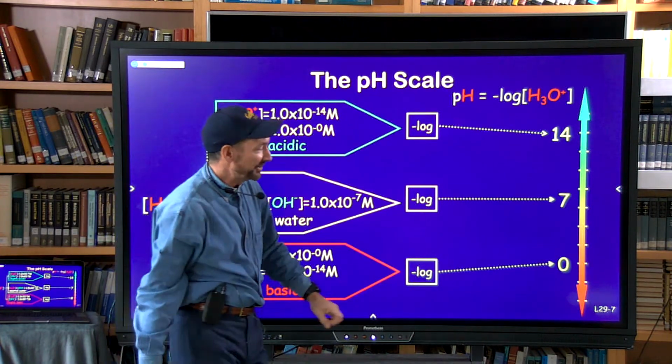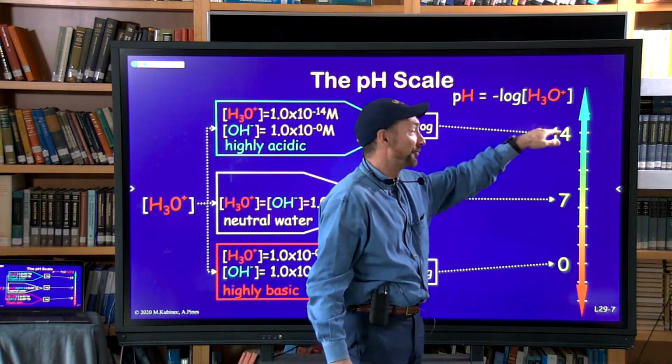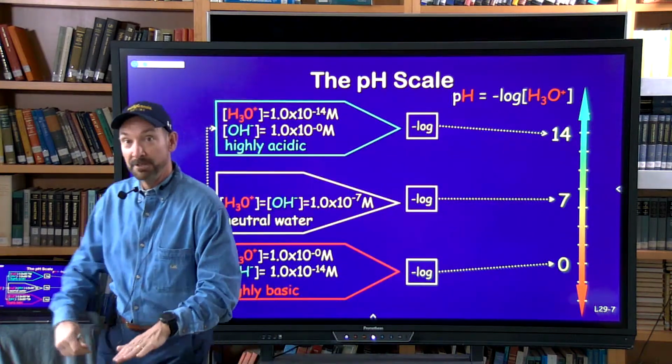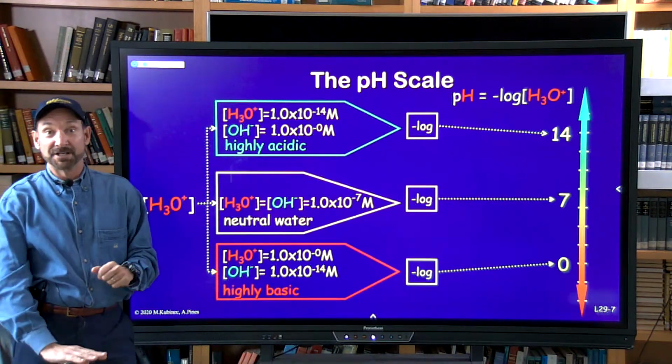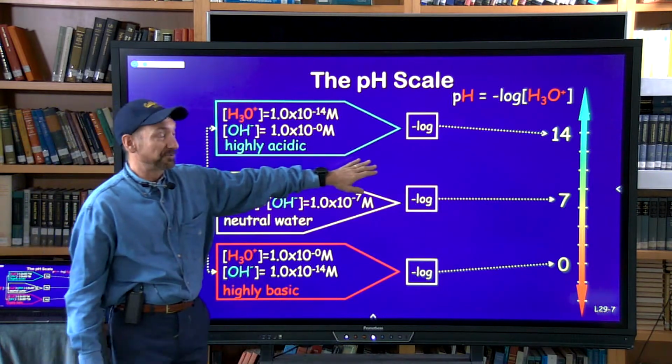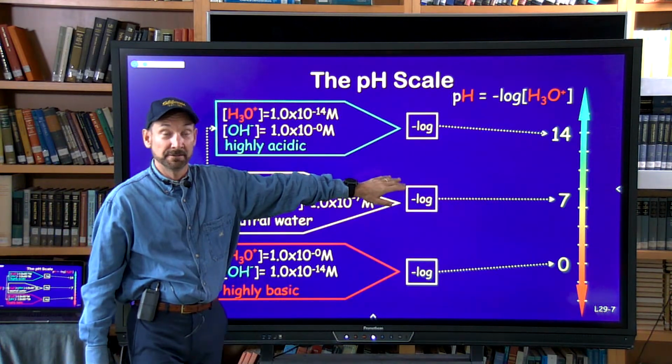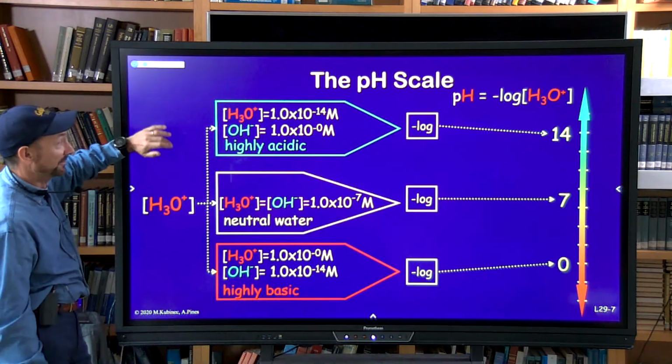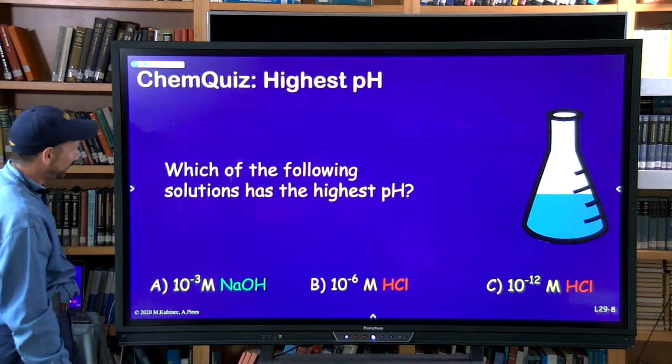So it's easier just to talk about a scale from 0 to 14 than a scale from 10 to the minus 14 to 0. So it saves graph paper, basically. Another good reason we do it.